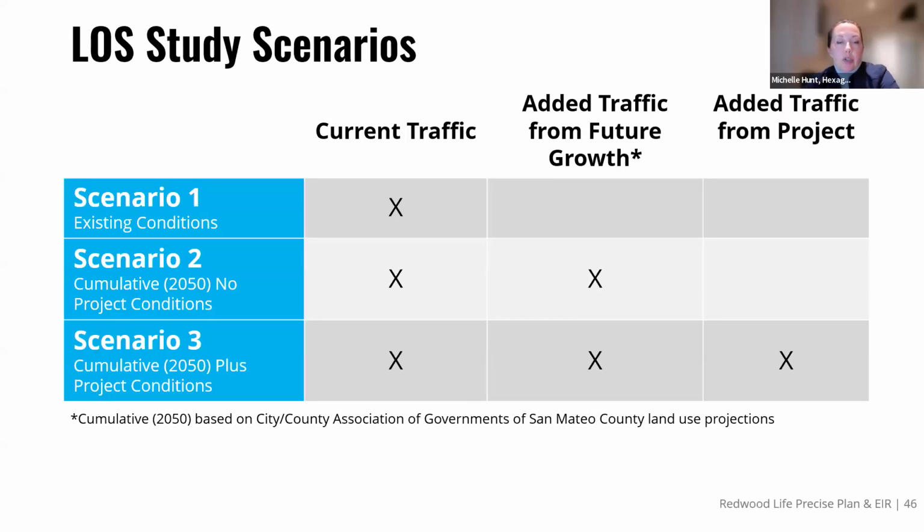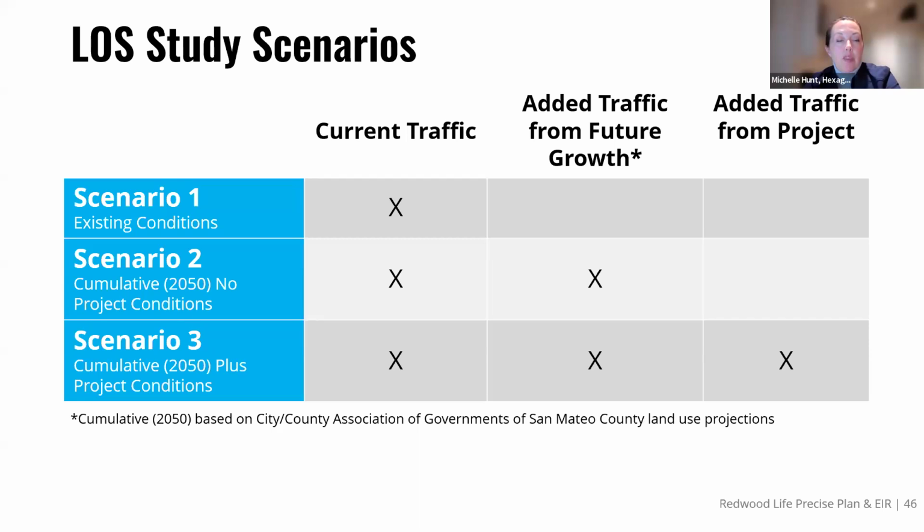So our study scenarios for the sensitivity analysis were limited just to existing conditions, and then we looked at cumulative conditions which reflect the year 2050. So we have the year 2050 no project conditions, which includes traffic from other future growth in the Redwood Shores area and through the region in general. And that is based on land use projections that are provided by the City and County Association of Governments of San Mateo County. That's C/CAG is their acronym.